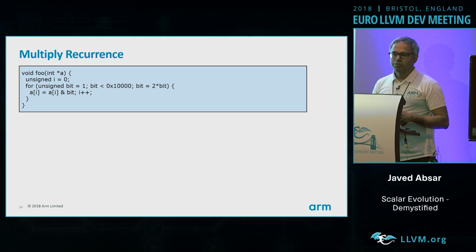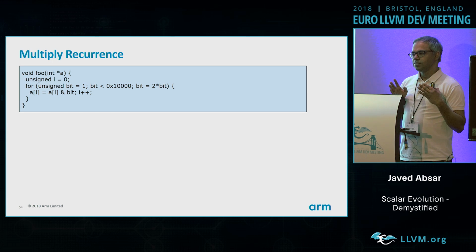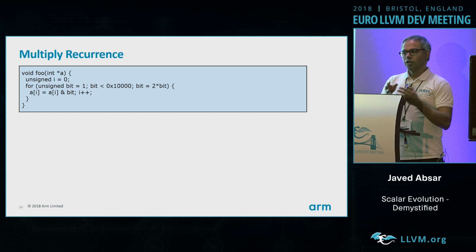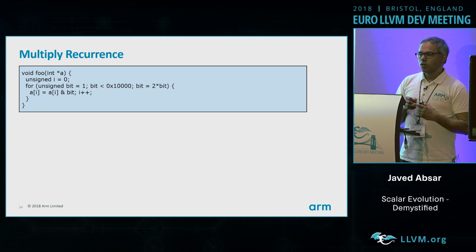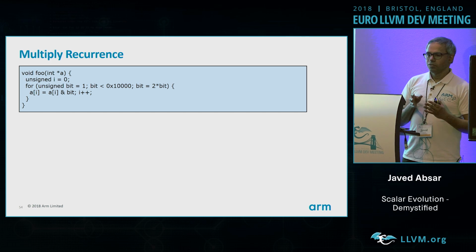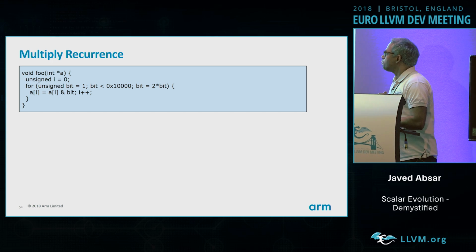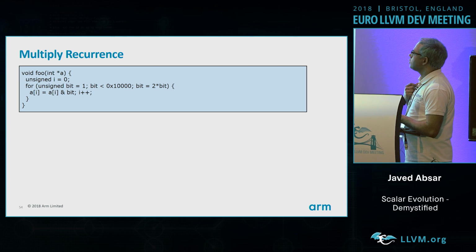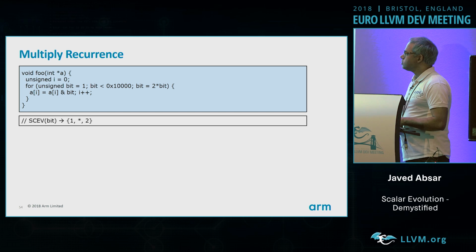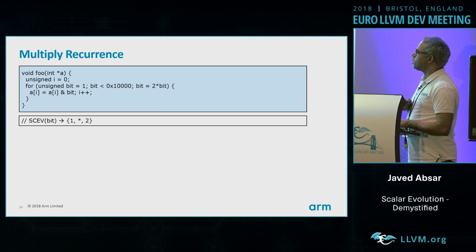So far, we have looked at recurrence as a start value plus a step. Actually, if you read the papers on recurrences, it's not limited to that. What if you have an induction variable that's actually doubling? You start with bit equal to 1, and every time you're doubling it. If you think about it, the SCEV for this is pretty obvious. You start with 1, every time take that, multiply it by 2, and that's your SCEV expression.